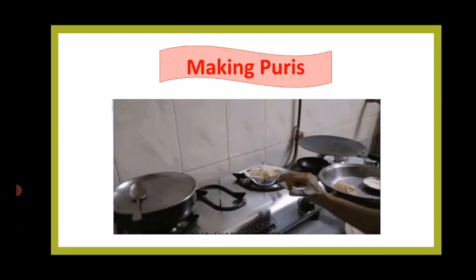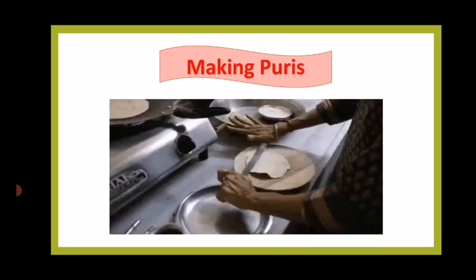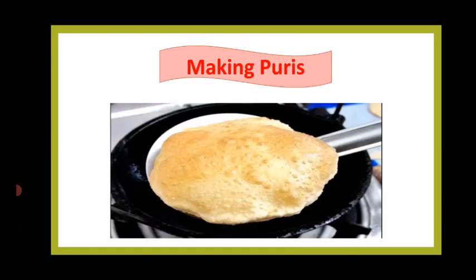Okay, let's wait for a second. Let's see how she will roll out. She will roll out now. She is rolling out. Now you can see here. So we roll out the puris. All right. Look, after that, what do we do? We put the puris into the hot oil and we fry the puris. So this is how the puri comes onto your plate.